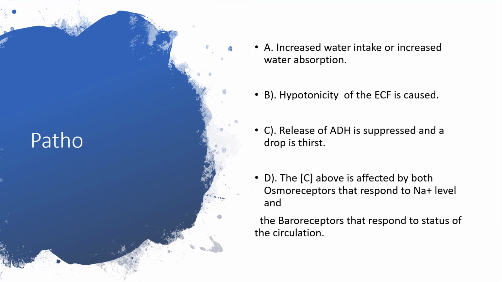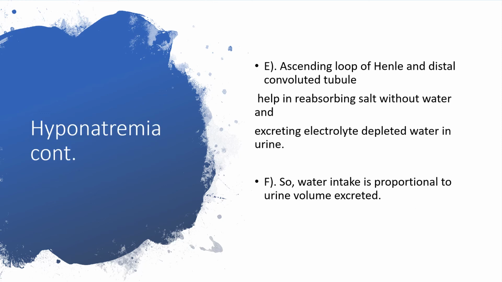Then the release of ADH that is suppressed, that is ADH level is not risen, is not being released, and there's no thirst, will affect both the osmoreceptors that will respond to sodium level and baroreceptors that will respond to status of the circulation. In the kidney, the ascending loop of Henle and distal convoluted tubule will help us. Doing what? They will help in reabsorbing salt without water reabsorption. Okay? So they'll be excreting water with less electrolyte in it. So water intake will be proportional to the urine volume excreted.